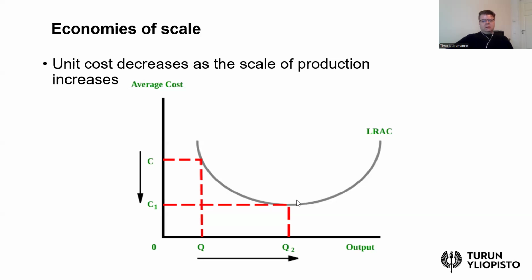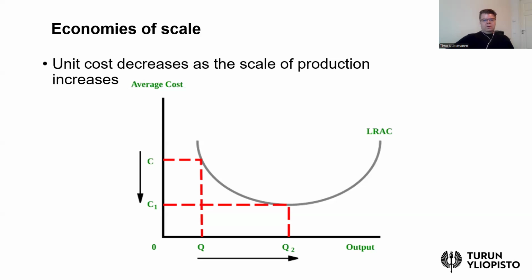In this figure, the long run average cost curve becomes upward sloping after point Q2. This would mean that there are diseconomies of scale. So it is not necessary that the average cost decreases indefinitely. There can be some range of output where the unit costs are decreasing, and then after a certain threshold, the unit cost can start to increase again. So there can first be economies of scale, and then after a certain point the economies become diseconomies of scale. Diseconomies of scale is the opposite of economies of scale.